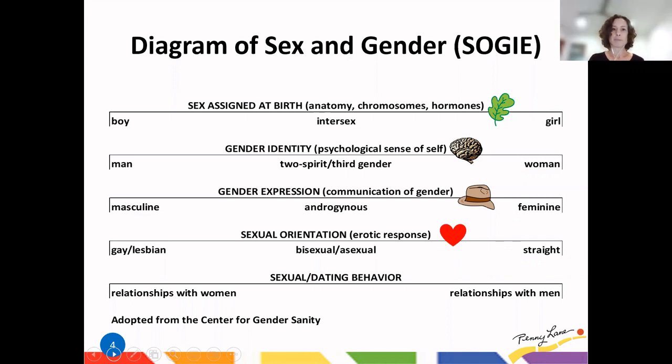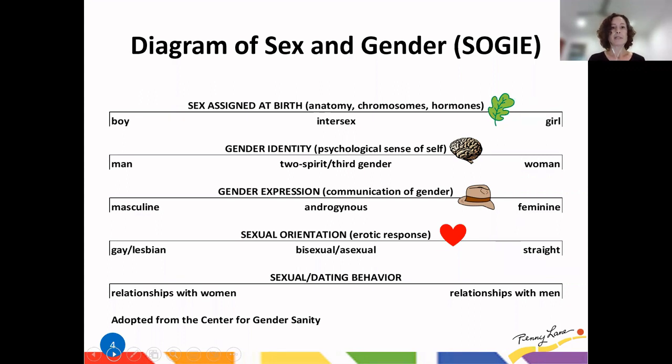Now, it's a spectrum. On the one side, there's boy. On the other side, there's girl. In the middle space, you'll see the term intersex. Some people are born with the anatomy and/or the chromosomes and/or the hormones of both a boy and a girl. If you're familiar with the previous term hermaphrodite, that's what we're talking about here, but we don't use that term anymore. That's an outdated term. So we use the term intersex. Intersex variations make up about 1% to 2% of the population, and there are over 42 different types of intersex variations.